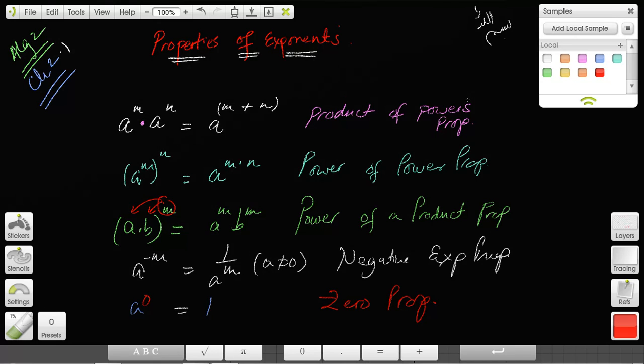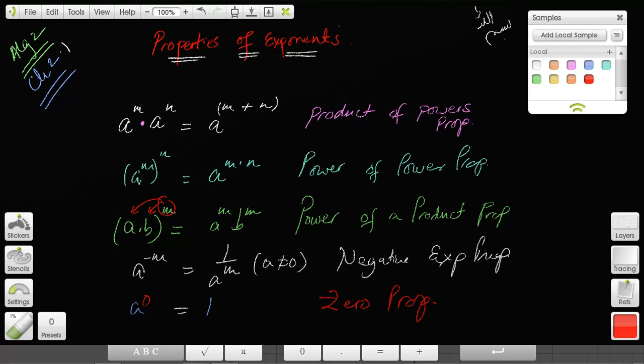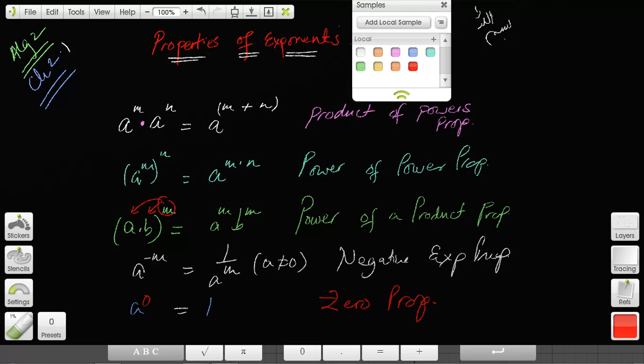And there are two more here. I'm going to squeeze these in because I want all of them to be on one page, so I'm going to artistically squeeze the next two in. All right, so a to the m over a to the n is a to the m minus n, right? We know this one too. This one's called the quotient of powers property.